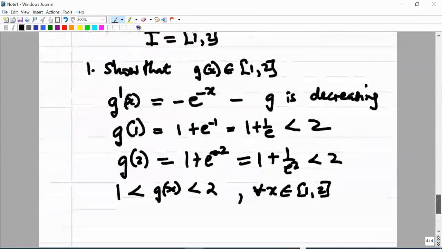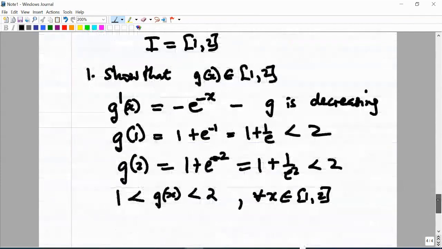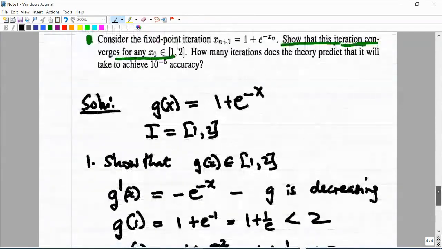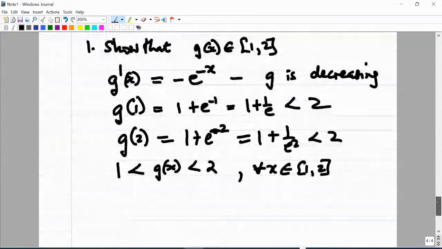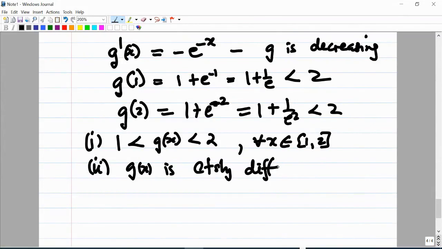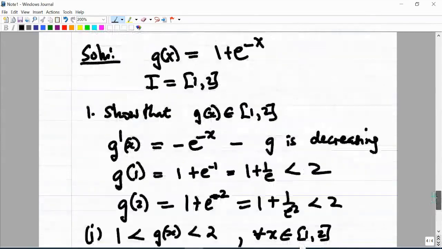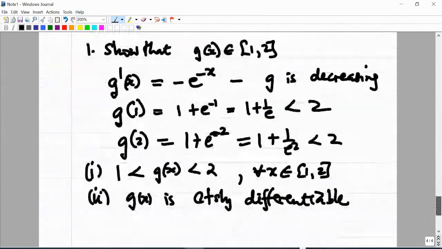So therefore we can now apply the fixed point theorem, because we now know that g maps the interval to itself, and of course g of x is continuously differentiable. So we now know these two properties of the hypothesis of the theorem for existence of a fixed point. So now we want to show convergence.